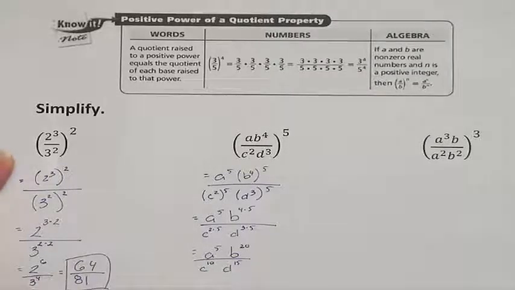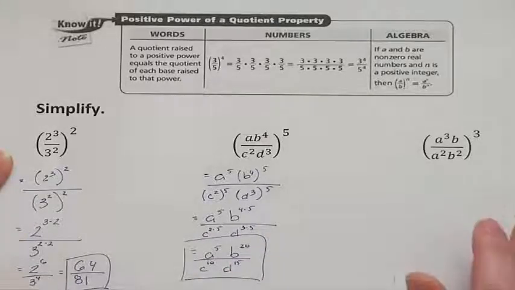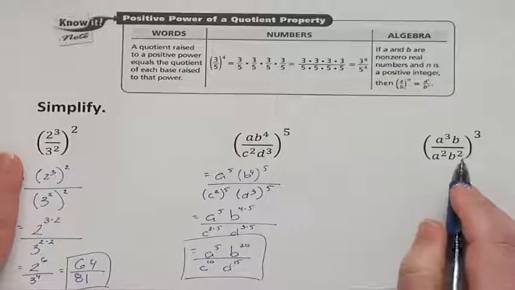Double check, did you simplify everything? Nothing is a negative exponent. You do not have common bases on the tops or the bottoms, so you're further simplified, and you're done. Let's go ahead and do our next one.